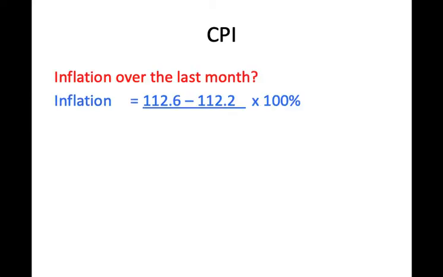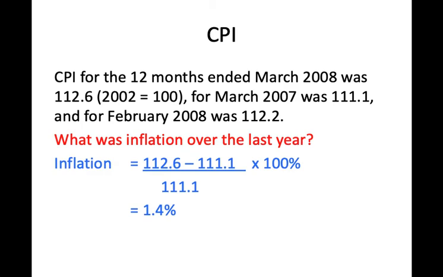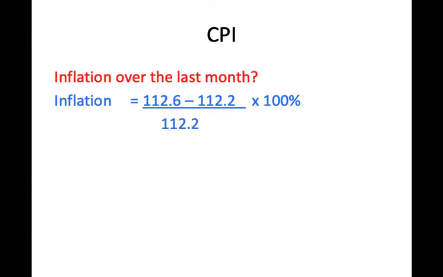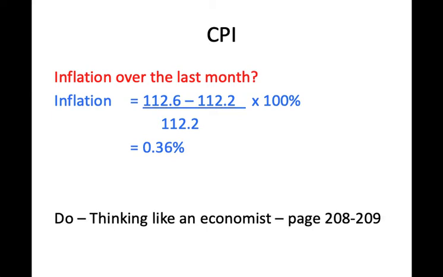If we look at inflation over the last month, we have 112.6 and 112.2. 112.6 again was the 12 months ended March 2008, and the 112.2 is the 12 months ended February 2008. If we look at that, we see a month-over-month inflation rate of 0.36%. And so you can see that the month-over-month inflation is much smaller than the year-over-year inflation.